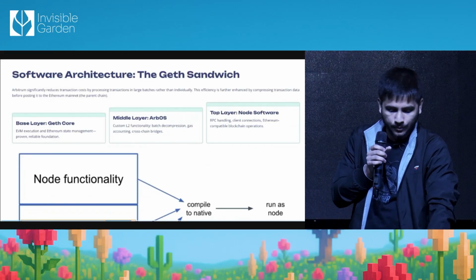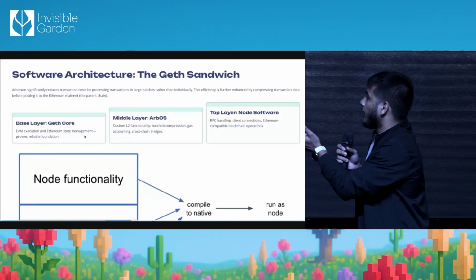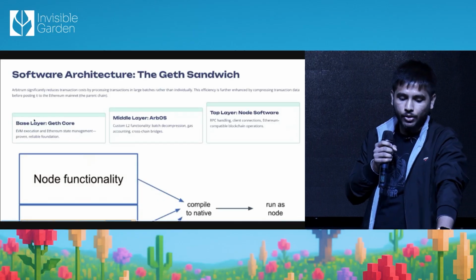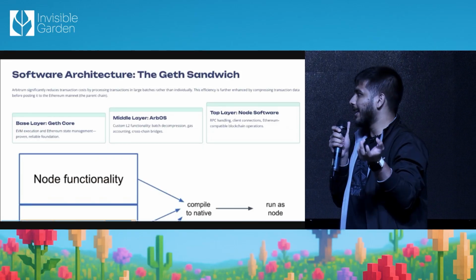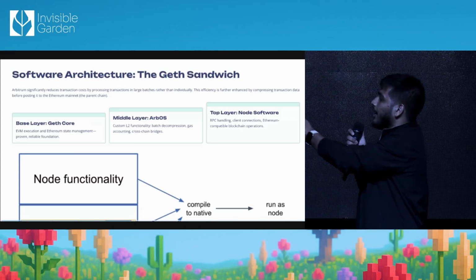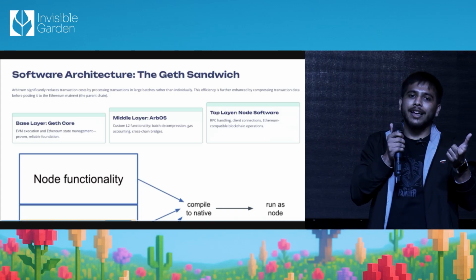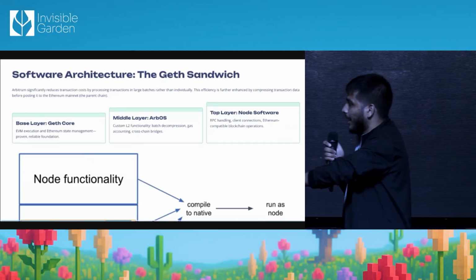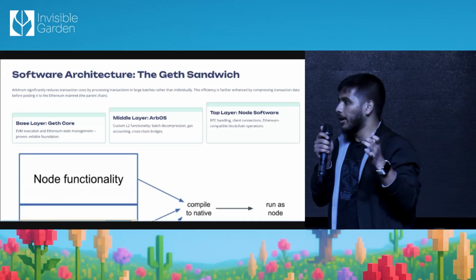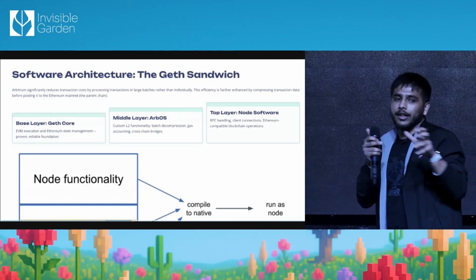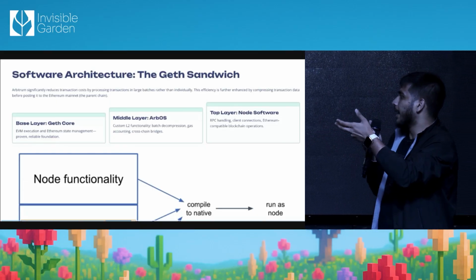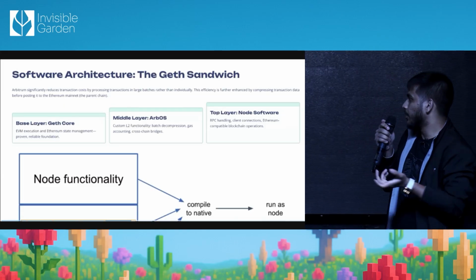Okay, so then let's see what the architecture looks like. The software has three layers. The base layer is the core layer, the geth layer, which performs all the EVM execution and the state management. Then we have the ArbOS layer. The batch and compress algorithm that we discussed was for the ArbOS. It performs all those operations for compressing and posting on chain, and then the node software handles all the RPC and all the Ethereum compatible operations.